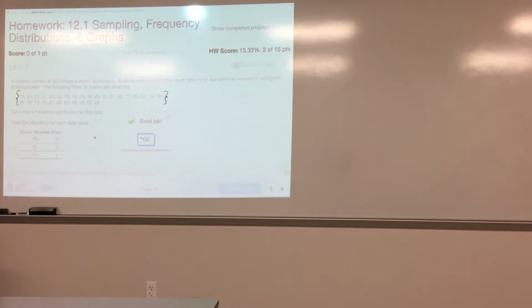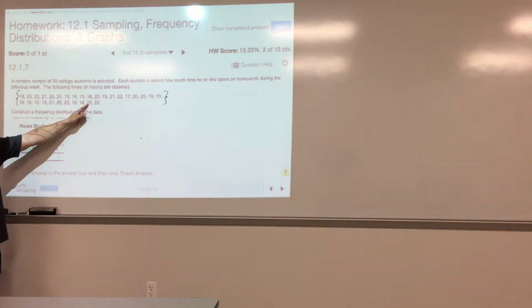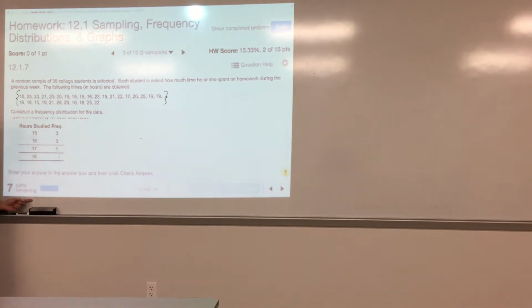And we could keep going, couldn't we? Now, when we're all done with this frequency distribution, what number should end our frequency distribution? 25. Is it 25? Is that the highest one? Is there anything higher than 25? Doesn't look like it. So 25 would be the last class.